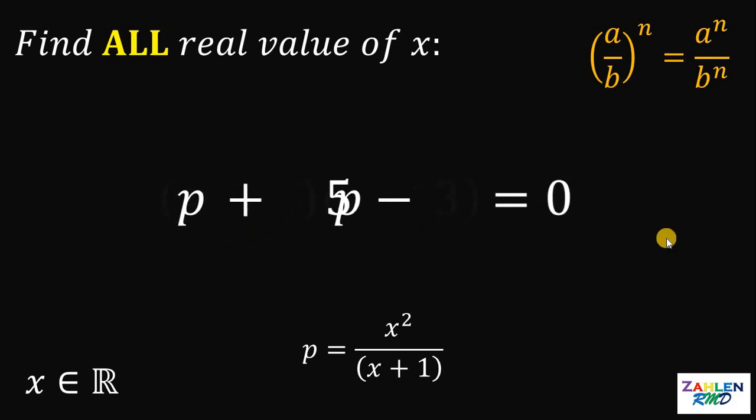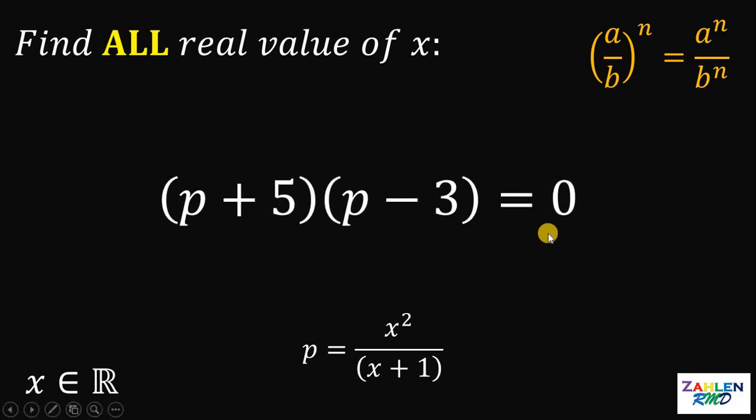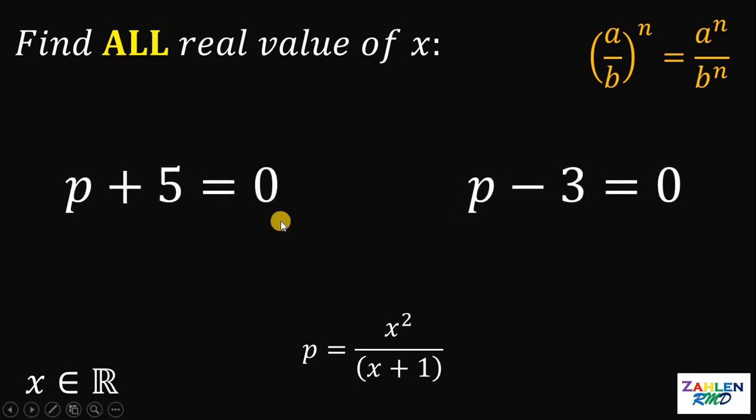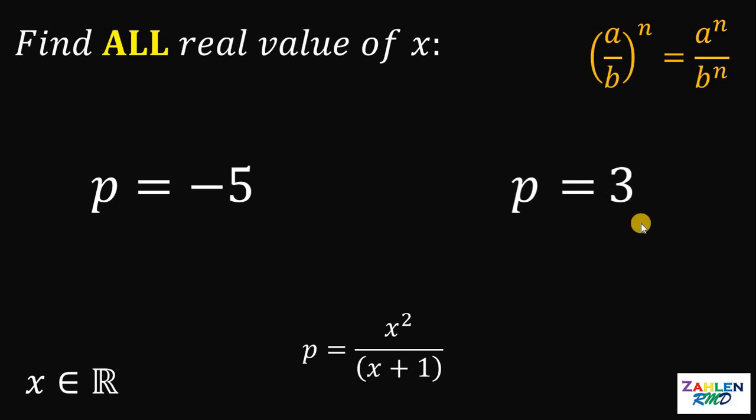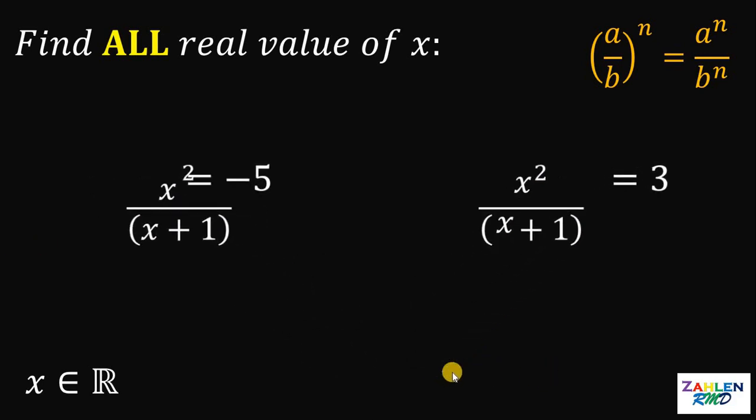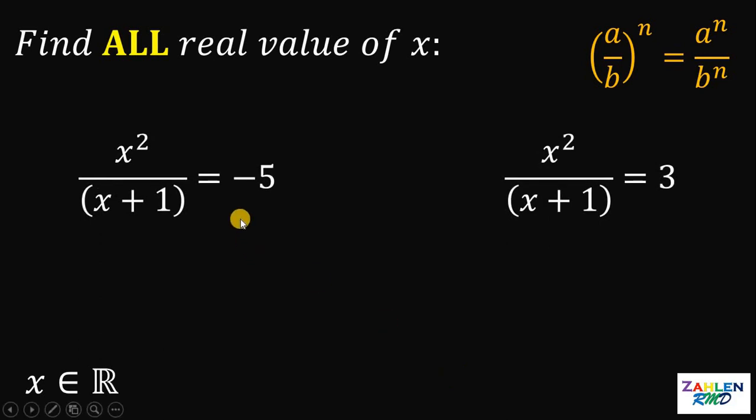Now, let's go back to the factored form. Since it is equal to 0, it follows that at least one of them must be equal to 0. Now, let's solve for the value of p in these two equations. On the first one, we get that the value of p must be negative 5. And on the other one, we get that p equals 3. Now, since p is equal to x squared over x plus 1, we can now replace all p with x squared over x plus 1, like this. Now, let's solve for the value of x. Again, take note that we want real values for x.